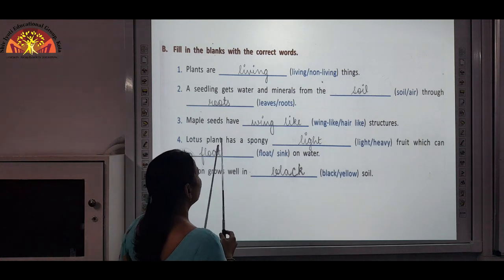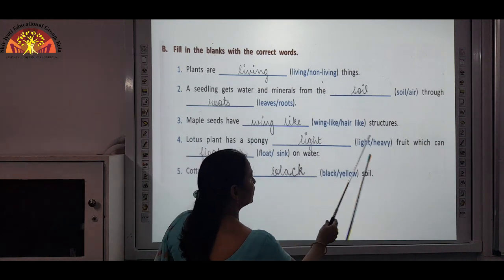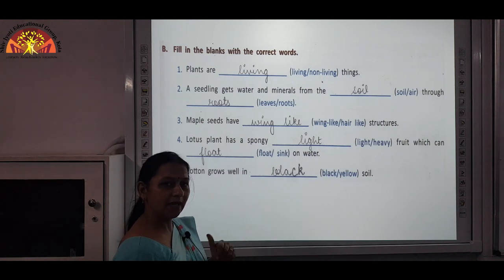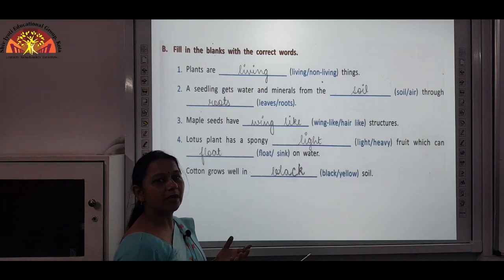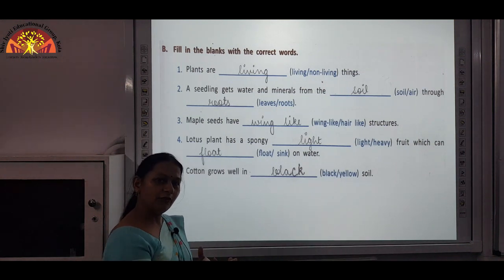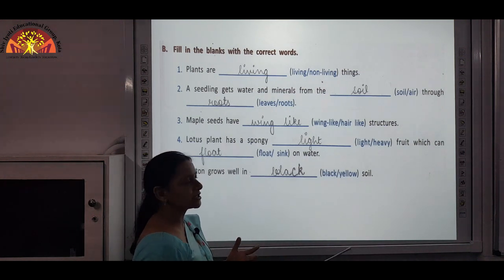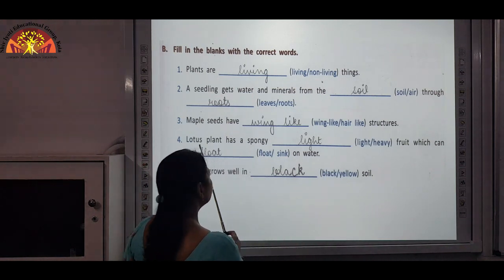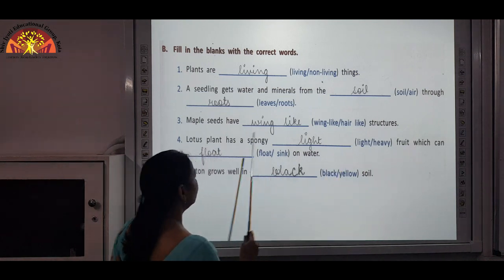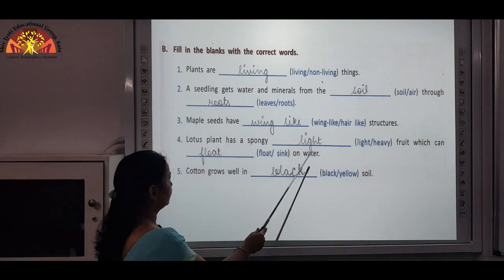Next, the lotus plant has a spongy light fruit. As we know, the lotus plant is dispersed by water. How is it dispersed by water? They have a light spongy fruit which can float on water, and they are dispersed by water. So, the correct answer here is spongy light fruit which can float on water.